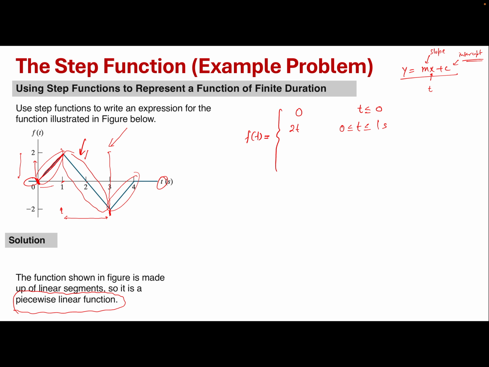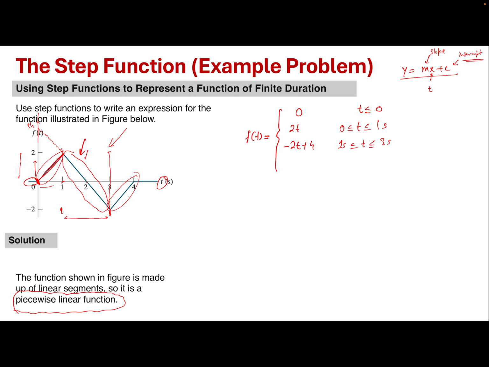Sorry, so it is going to cross this y-axis at 4, right? Because it is going to move another 2 steps up. So you get minus 2t plus 4. And again, this is in between 1 second to 3 seconds.